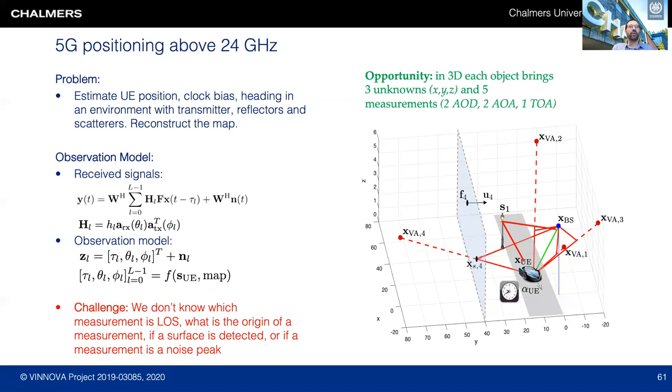And then you have the channel, where you have again a superposition of paths. For each path, you have a channel matrix, which is determined by a complex gain, angle of arrival, angle of departure, and a delay. And then, of course, you have the noise.